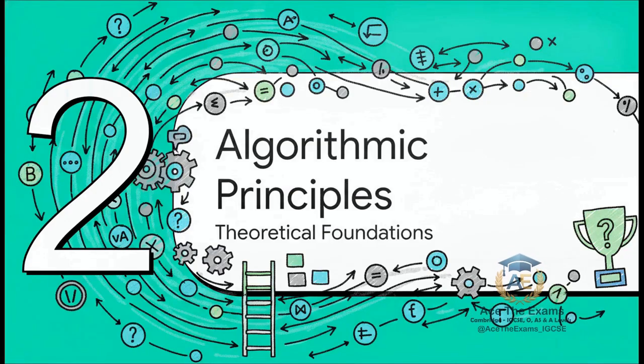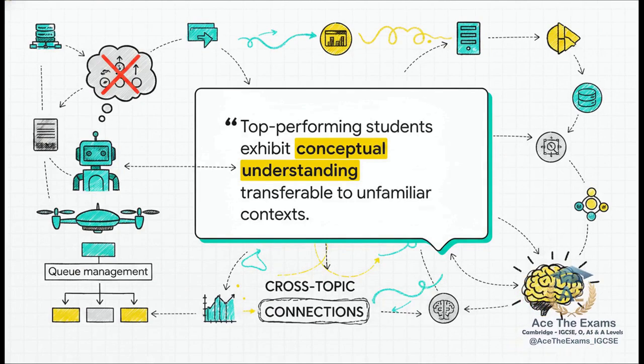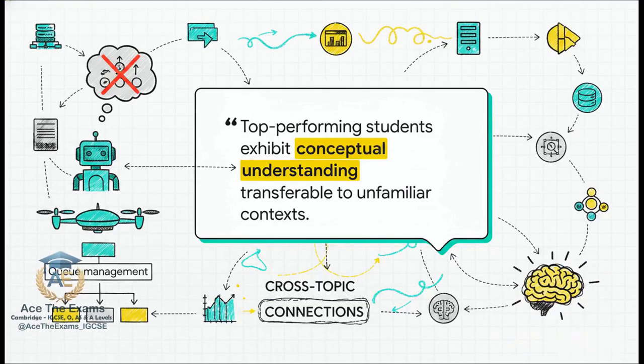Moving on to Section 2, core algorithmic principles. I need you to listen very carefully to this exact mandate pulled directly from the Cambridge syllabus. It says, top-performing students exhibit connected, conceptual understanding transferable to unfamiliar contexts. Examiners are actively, constantly searching for this. They do not want a robot who can regurgitate a bubble sort algorithm perfectly from memory. That's what Alex does, and it doesn't work.